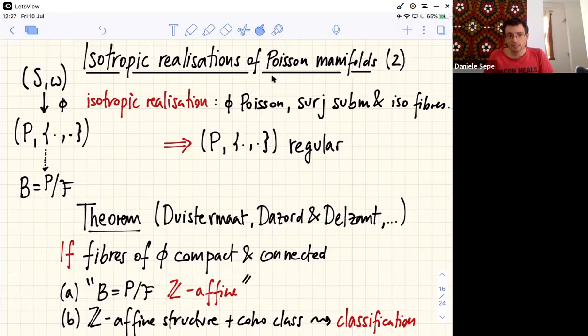But in fact, these isotropic realizations, it turns out that you can abstractly classify them. So if you know the affine structure and some cohomology class, then you know the isomorphism type of these things, whatever isomorphism means. So this is a symplectomorphism over the total space that makes the triangle commute with the two projections. So symplectomorphisms between the total spaces that make the obvious triangle commute.